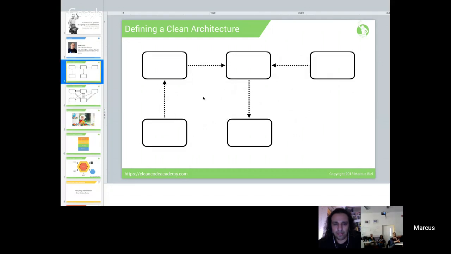A clean architecture should really be like this, and this is what we are trying to achieve. In this talk, I will show you how we can achieve that.